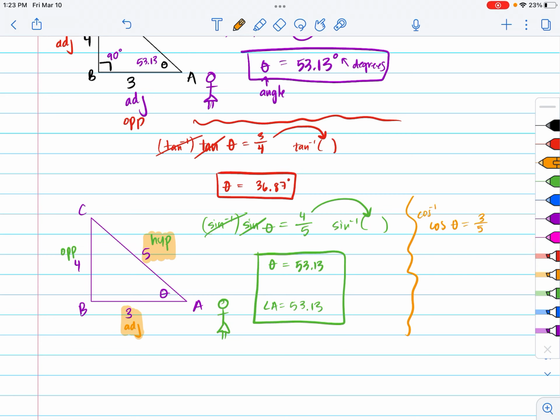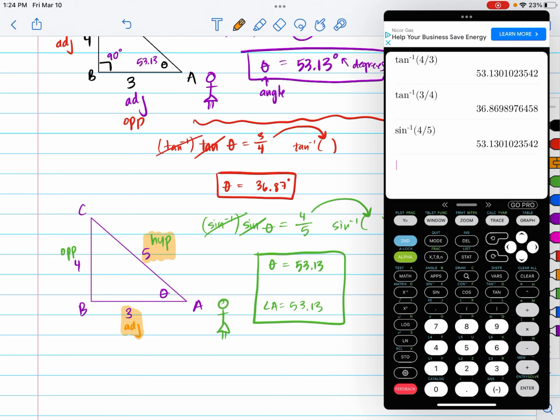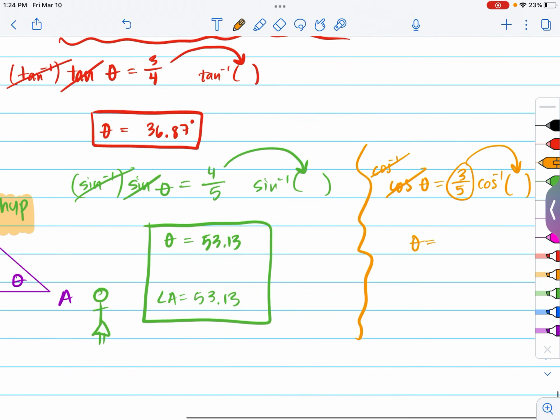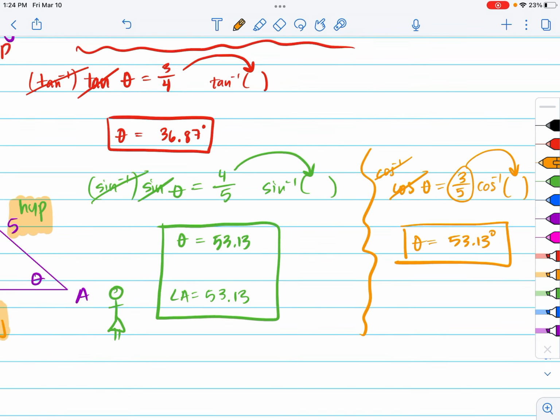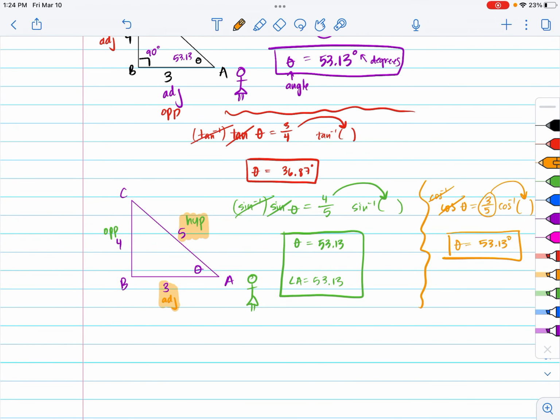We do inverse cosine to both sides. Inverse cosine and cosine cancel. Take this 3/5, throw it into our group, and we should get theta is equal to, take our calculator, do inverse cosine, 3 divided by 5, close the parentheses, and we get the exact same answer again. So as long as you set this up correctly, you should get the same angle measure for angle A using all the different trig ratios, okay?